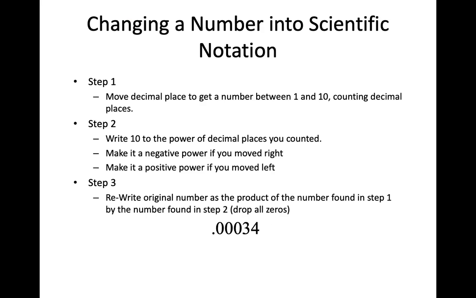For small numbers, the only thing that changes is that the exponent will be negative. Once again, I'm moving the decimal place 1, 2, 3, 4 to create a number between 1 and 10. Remember, it can be 1, it just can't be 10.